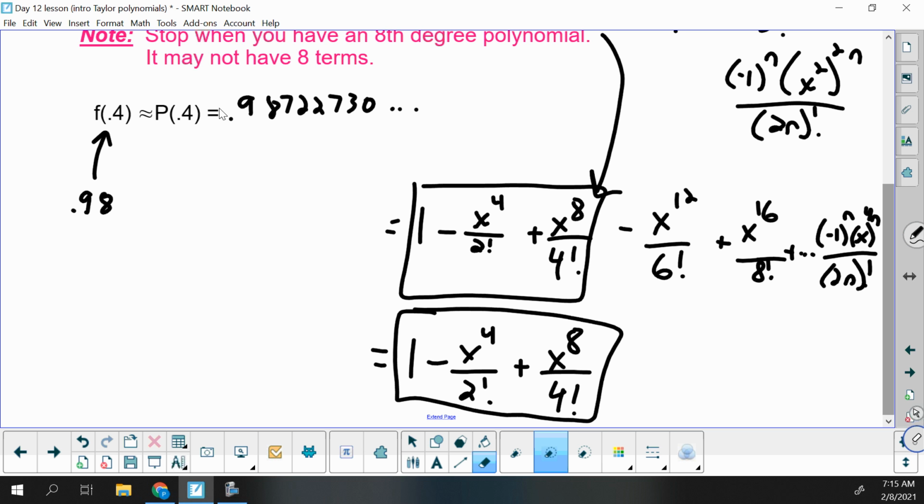Now, just for curiosity's sake, if you plug 0.4 into the original function, you would have had 0.987222728 and some other stuff. So it matches pretty well for a long time. And we only went out, in reality, 3 terms there.